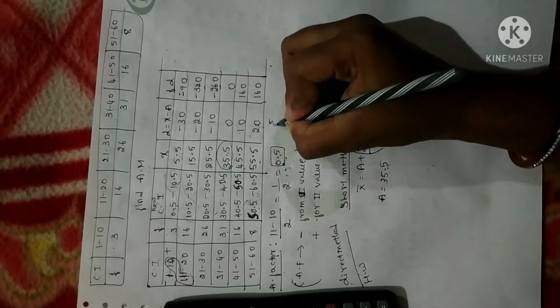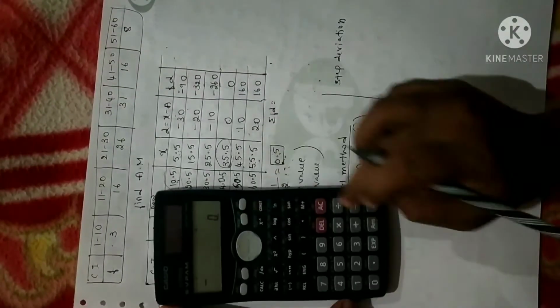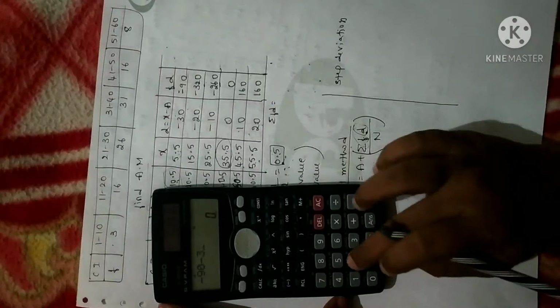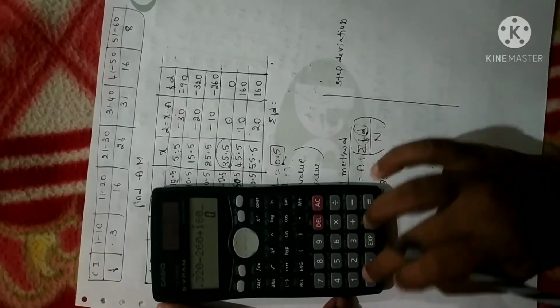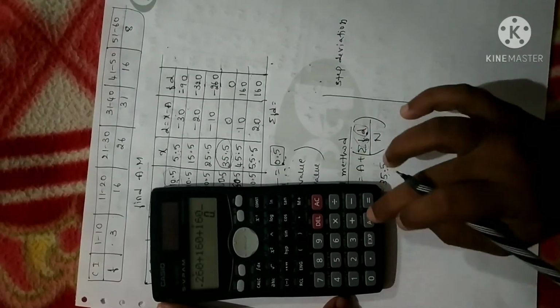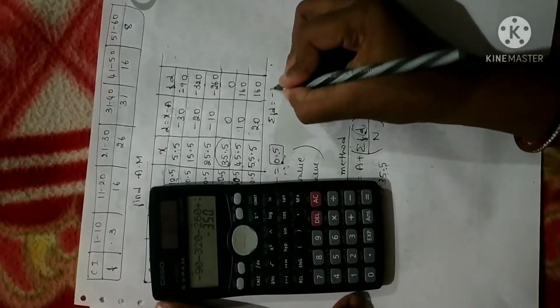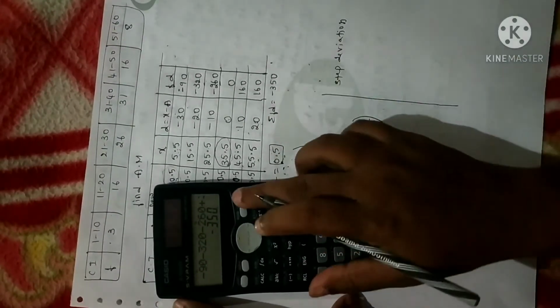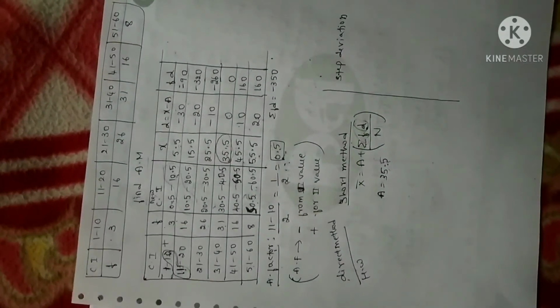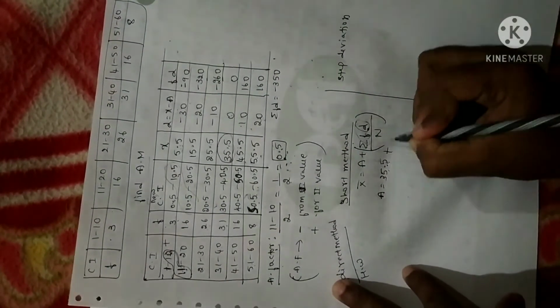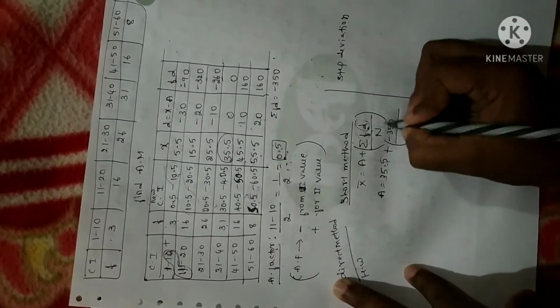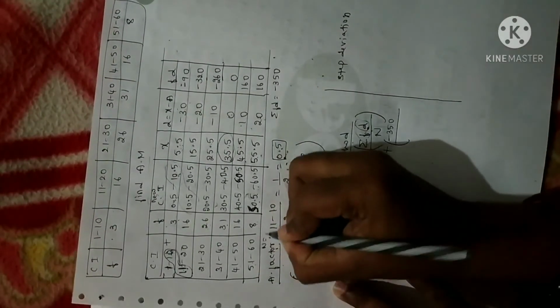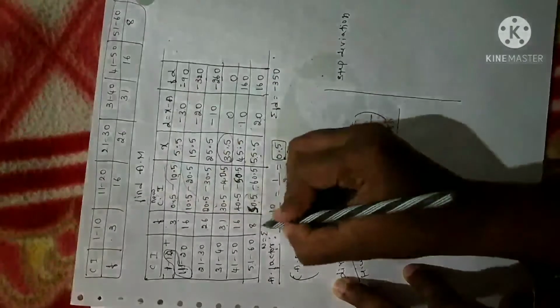Now we need sigma fd. So let me add all these values. You will get minus 90, minus 320, minus 260, plus 160, plus 160. So that will give us minus 350. Sigma fd value I have obtained. Now let me substitute the values here. Sigma fd is minus 350 divided by n, the value we have to calculate. I have already told you in case of group data n will be sigma f.